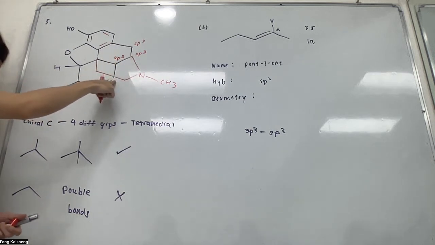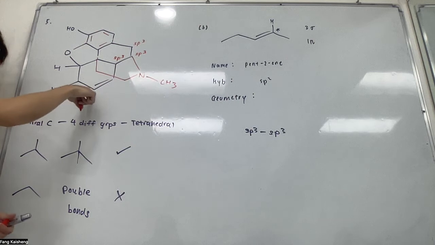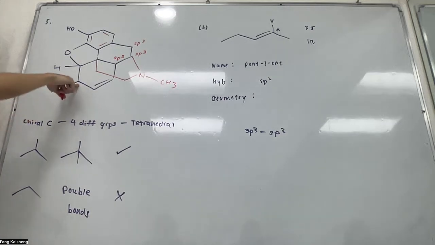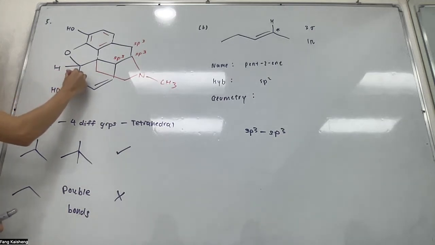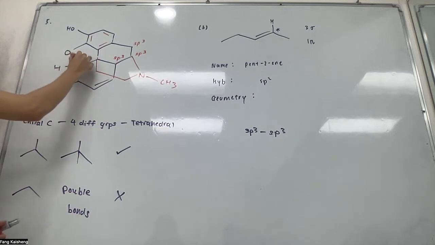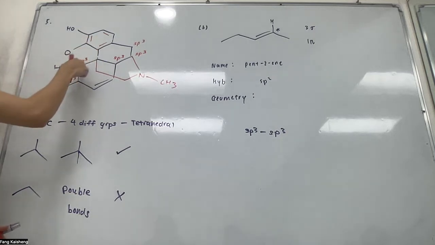Is this sp3? No. Is this sp3? Is this sp3? Is it? Okay, it is also. You can see it's very simple on all the single bonds. This one? Yes, definitely also. Okay, so we find one loop already.